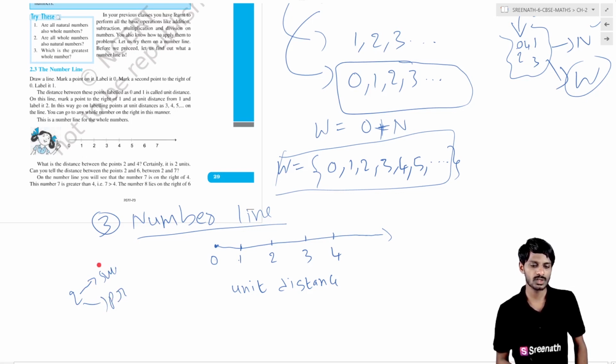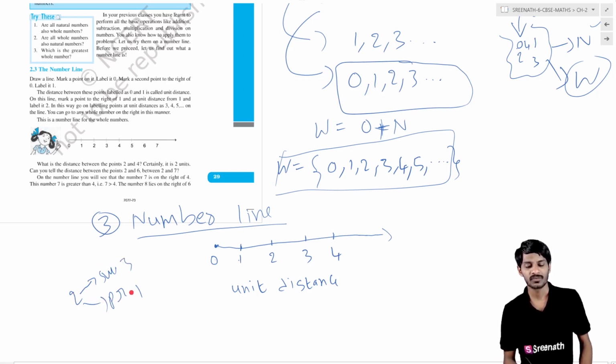The successor of 2 is 2 plus 1, that is equal to 3. The predecessor of 2 is 2 minus 1, that is 1. If you observe 2, 3 and 1 on the number line, this is the 3 and this is the 1. So these are in between the main number. Our taken number is 2, which is a whole number.